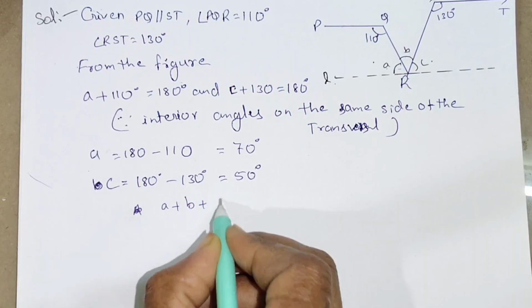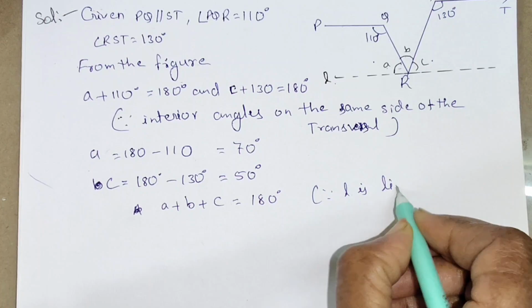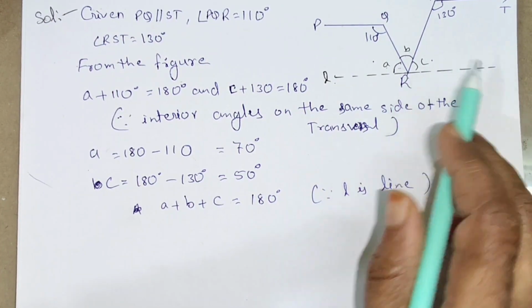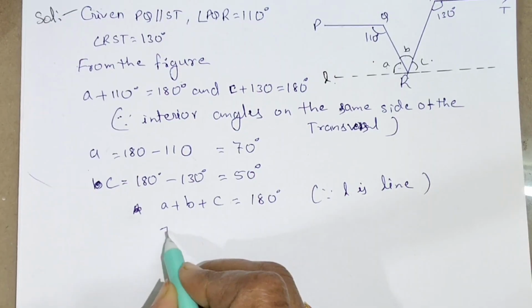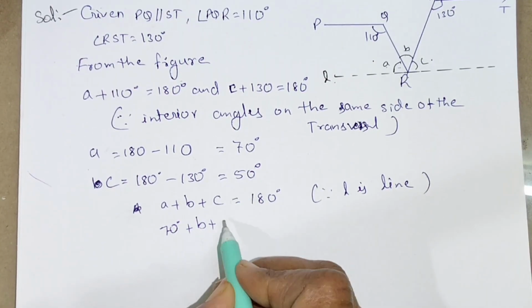A plus B plus C equal to 180. Here, since L is a line, the sum of these three angles is equal to 180. Here A equals 70 degrees, plus B. We don't know the B value, so we write B as T. C equals 50 degrees.